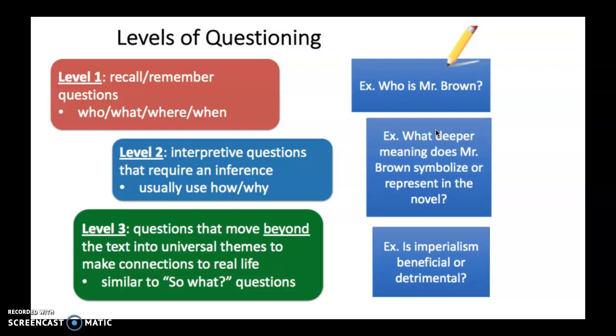They're only recall: who, what, where, when. We already know that you can answer those. These are right in the book questions, right there questions. Just go in the book, the answer's there. It doesn't require any type of inferencing, such as who is Mr. Brown.